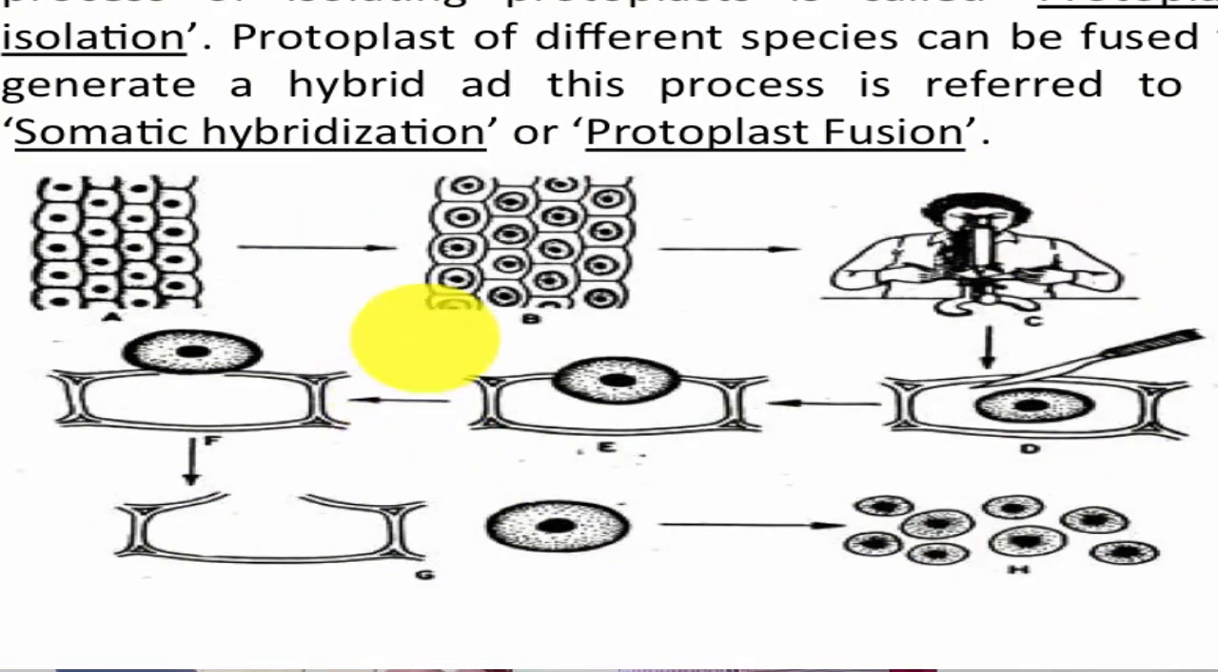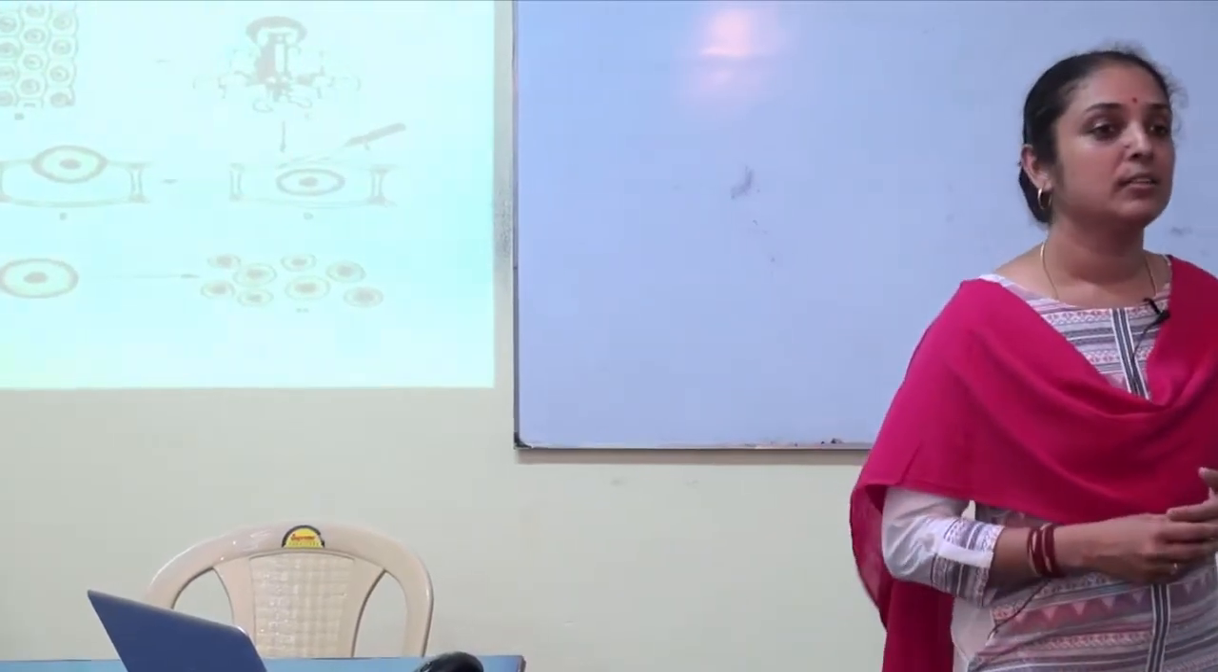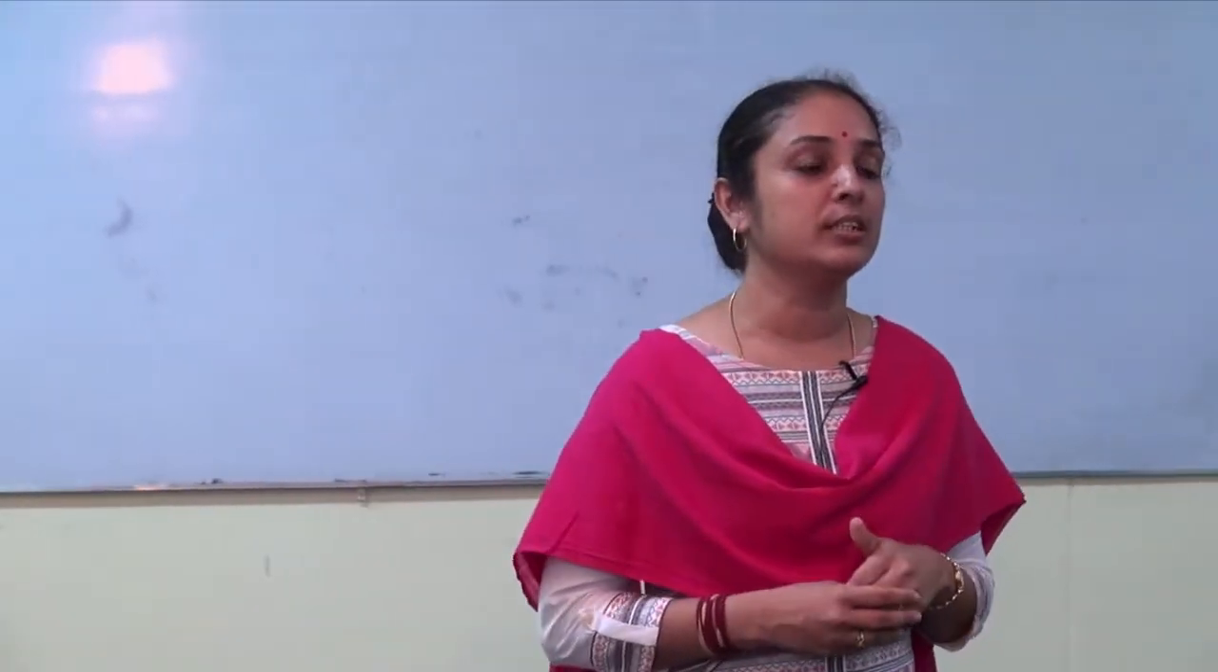This picture shows one explant in which the epidermis will be there. The cells are arranged like this, and there is a microscopic observation going on, and a knife is shown. Here in protoplast isolation, the knife is nothing but your mechanical and enzymatic method.